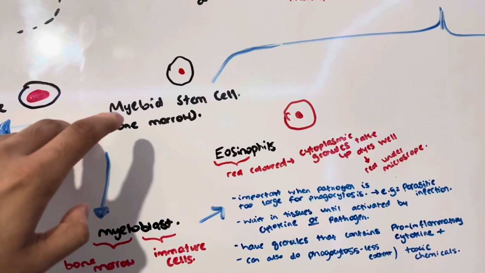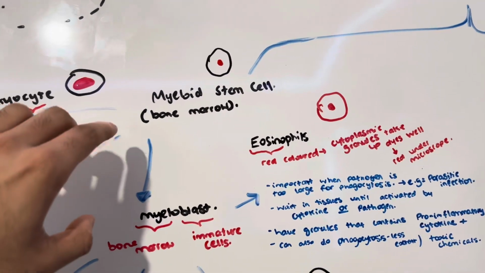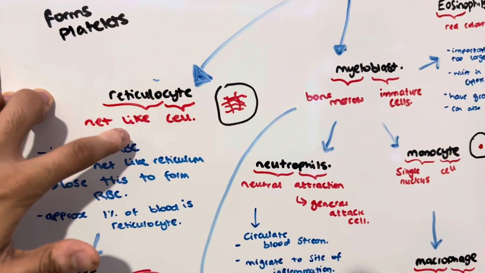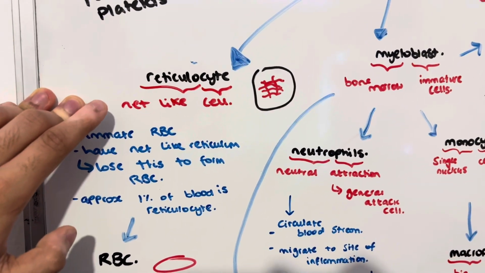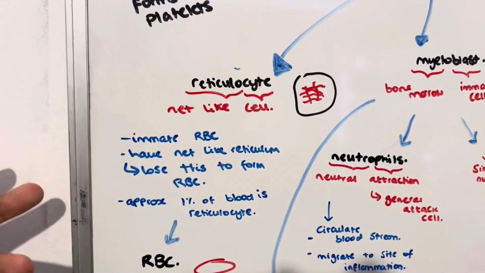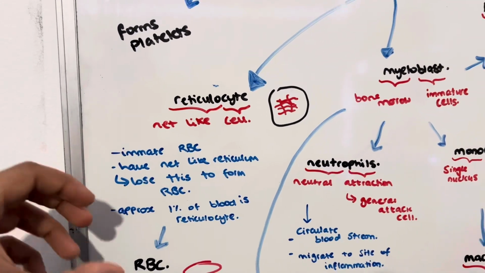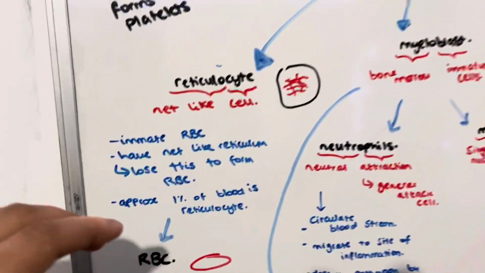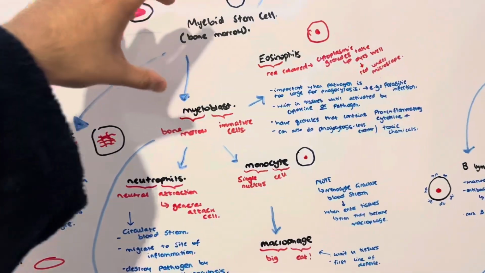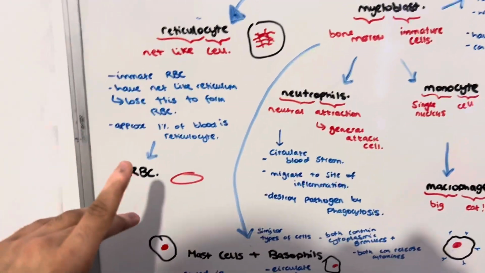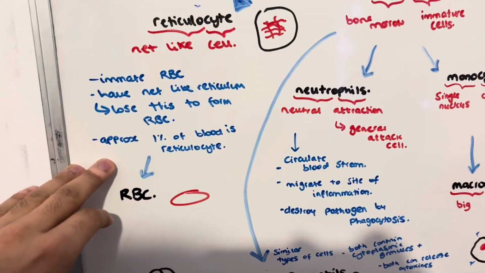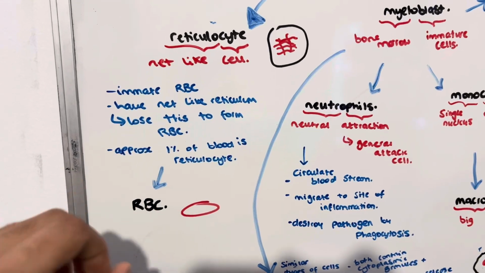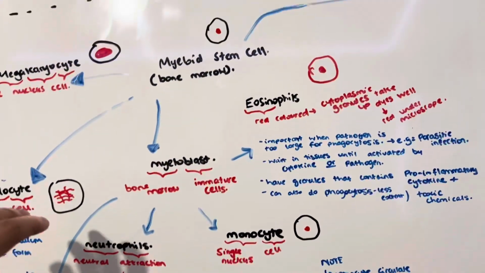Then we've got back to myeloid stem cells. The second category will be our reticulocytes. Reticulum, you think like a net-like. Cyte means cells. So these basically are net-like cells, and they're basically immature red blood cells. And when they lose this net-like reticulum they have, they will form our red blood cells. So that's the pathway. We've got our myeloid stem cells forming our reticulocytes, which then form our red blood cells. And reticulocytes have extra information. They're approximately 1% of the blood. Now let's go back to our main category.